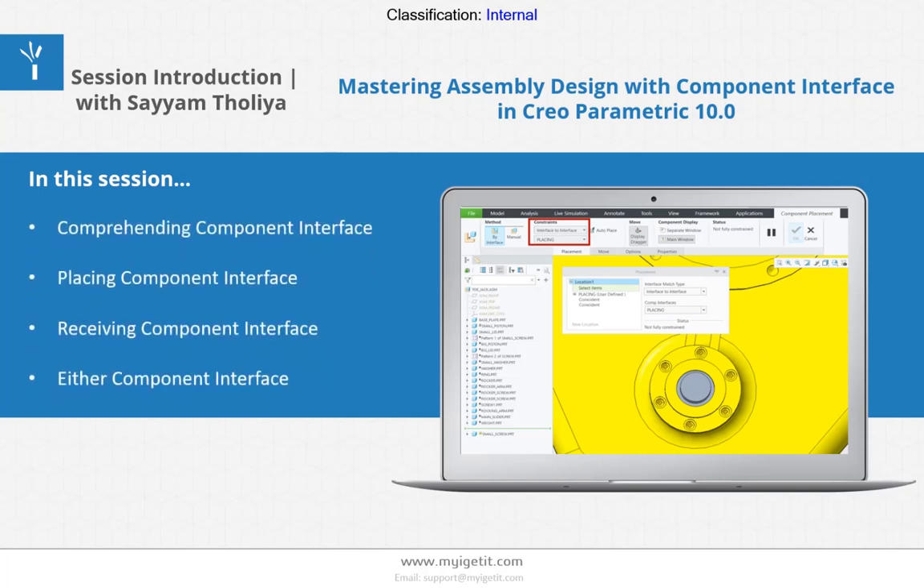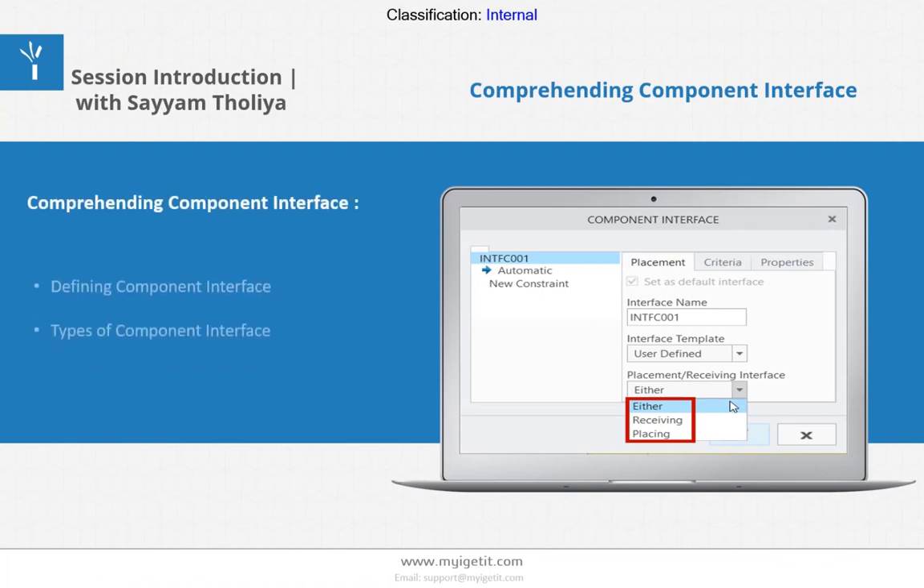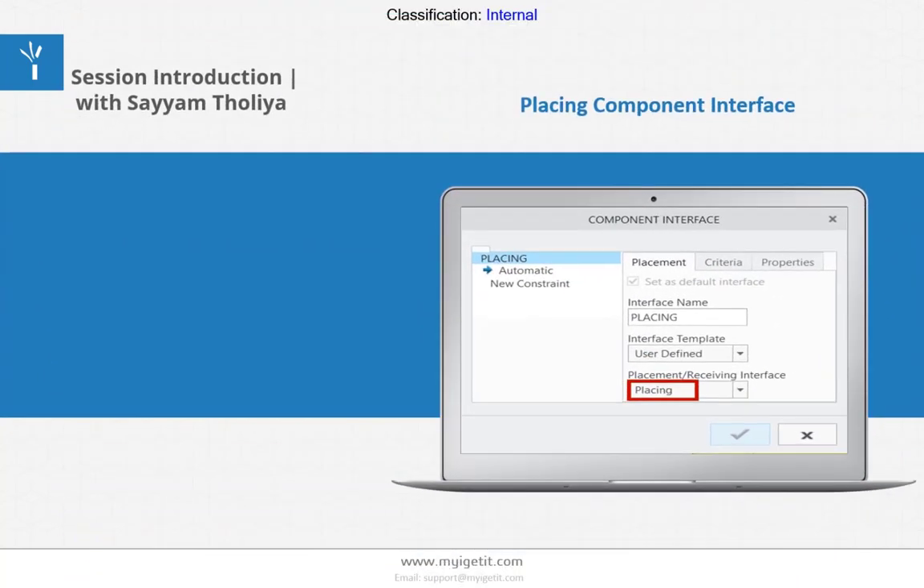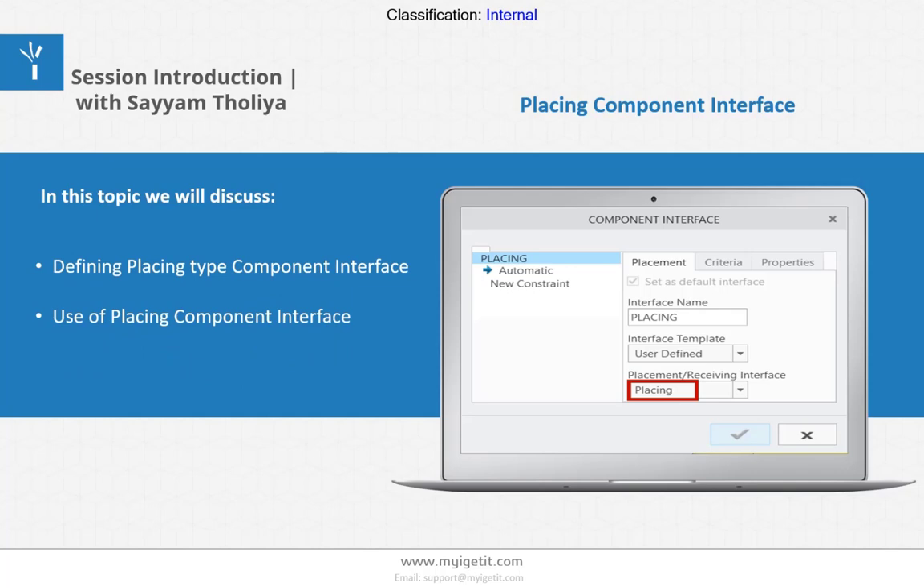In this session, we will be discussing comprehending component interface, placing component interface, receiving component interface, and at the last, either component interface. Firstly, in the topic of comprehending component interface, we will discuss how to define component interface and the types of component interface. The second topic is about placing component interface. In this topic, we will discuss how to define placing type of component interface and how to use placing component interface.